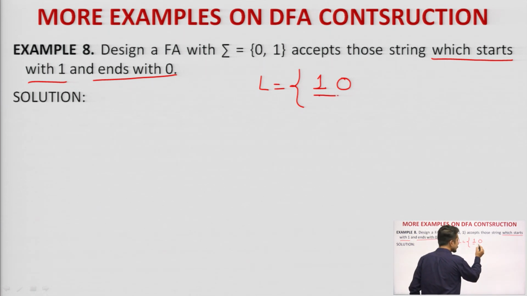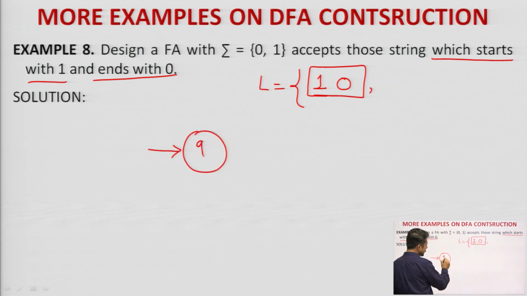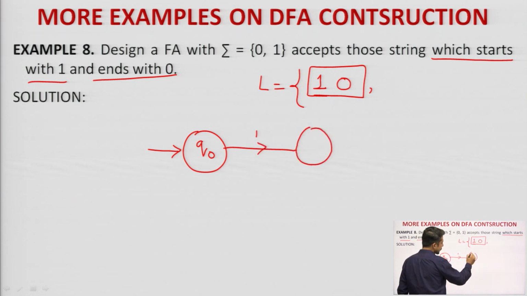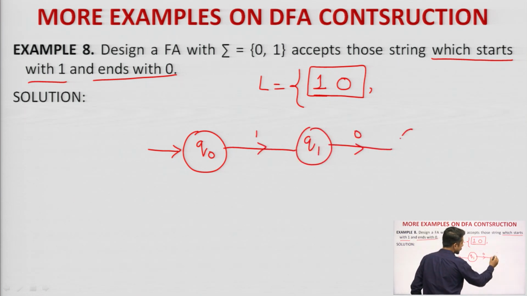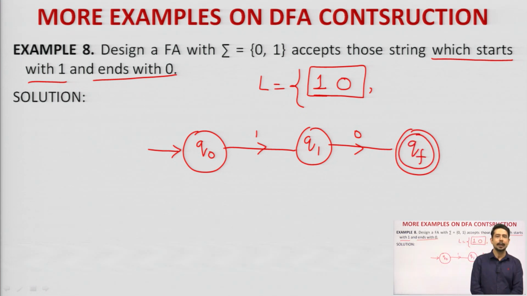So, what I have to first fulfill is this particular string. I have to take a state, say q0, take a transition 1 to q1, then 0 to q2, then make it a final state. Now, if you look at this diagram, can I say that 10 will be accepted? Yes. And can this concept be interpreted as starting with 1 and ending with 0? Yes. Now, I have to check that in between there is no restriction, I can take n number of symbols.